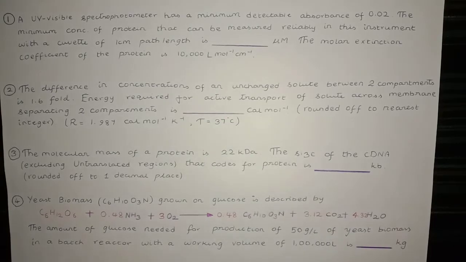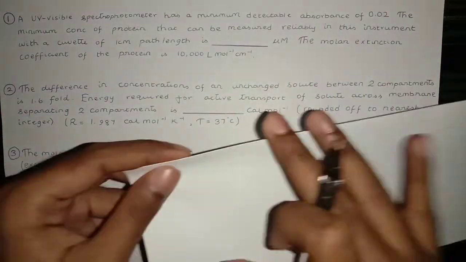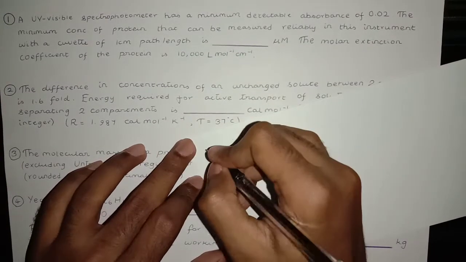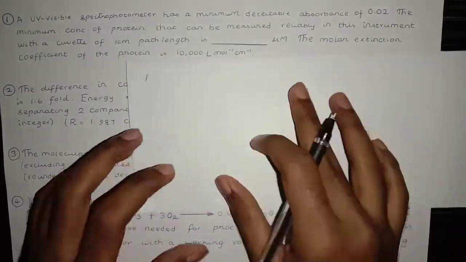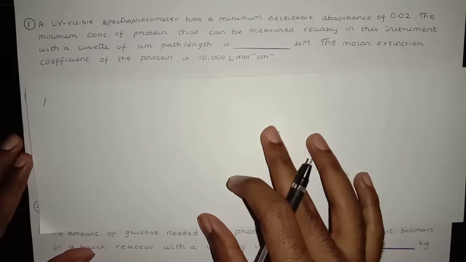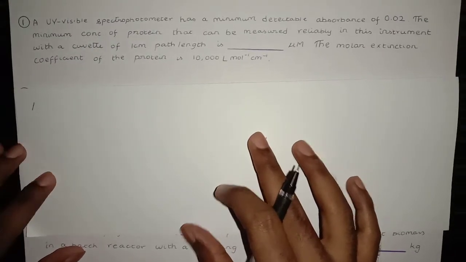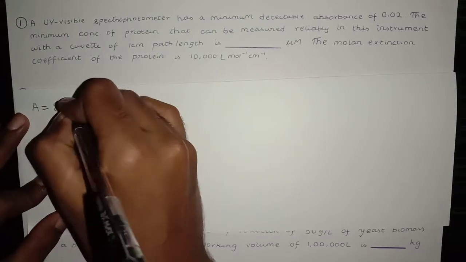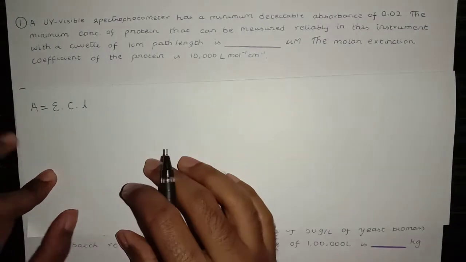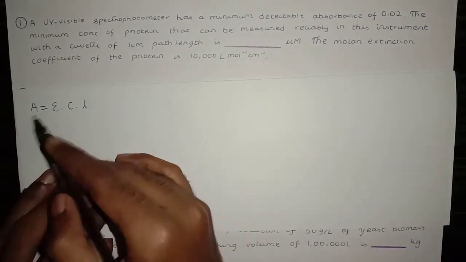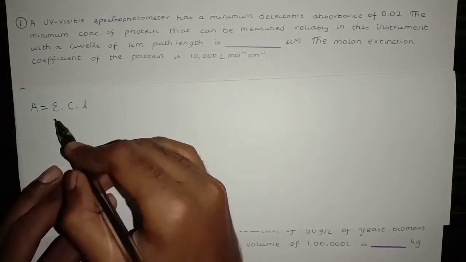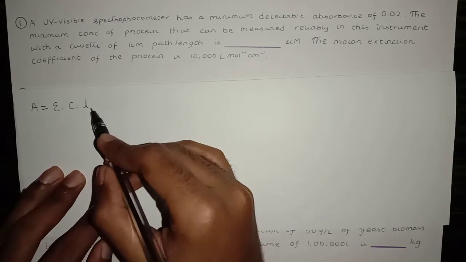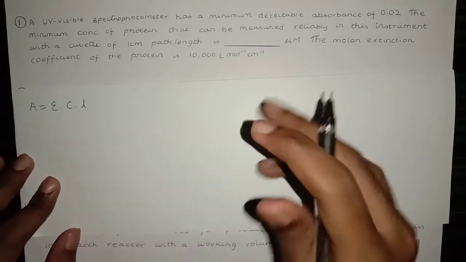So we start by writing down the formula. So formula is A is equal to epsilon times C times L. This is from the Lambert-Beer law, where A is the absorbance, epsilon is the molar extinction coefficient, C is the concentration, L is the path length.